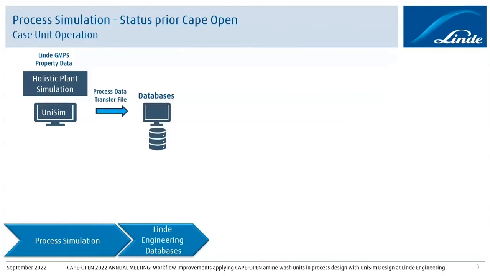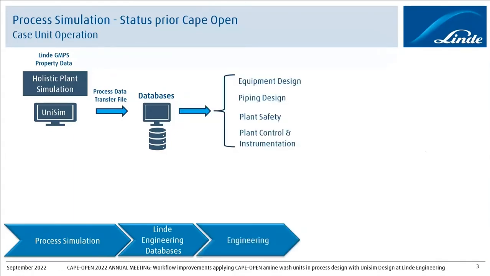With the process simulation, we go via a transfer file into our databases, and from there we then start the engineering. For example, equipment design, which is what Stefan discussed. Then, of course, also the piping design, pressure loss calculations, plant safety itself, as well as plant control and instrumentation. That's how it should be.